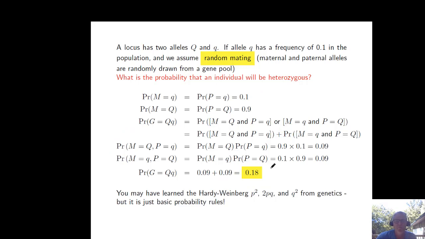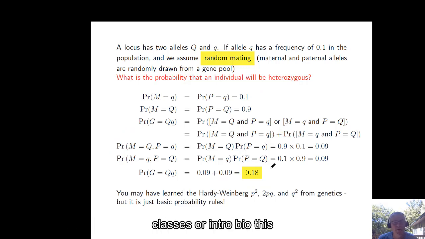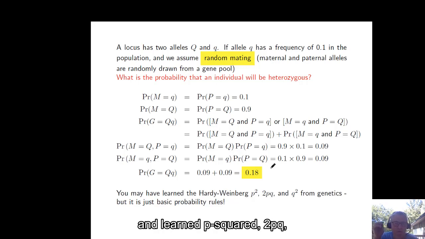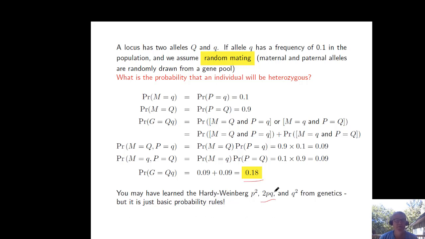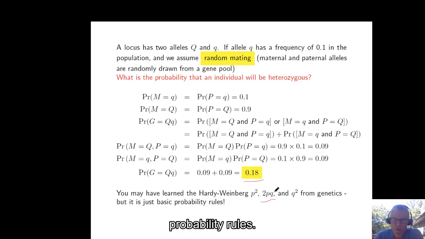Okay. Also I should note that you may have learned in genetics classes or in intro bio this Hardy-Weinberg equilibrium, or Hardy-Weinberg rule, and learned p squared plus 2pq plus q squared. That's this 0.18, the 2pq rule, twice the frequency of one allele times the frequency of the other allele. And so Hardy-Weinberg is really just basic probability rules.